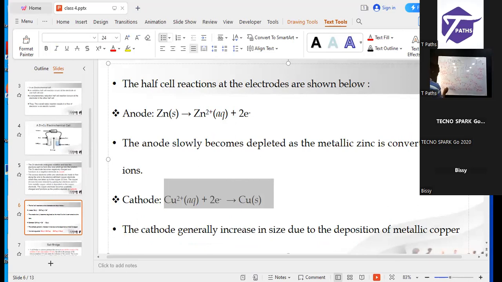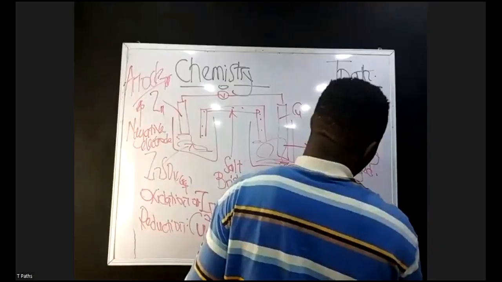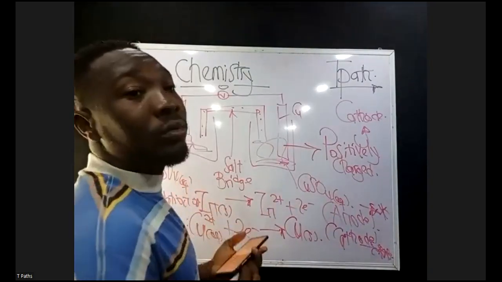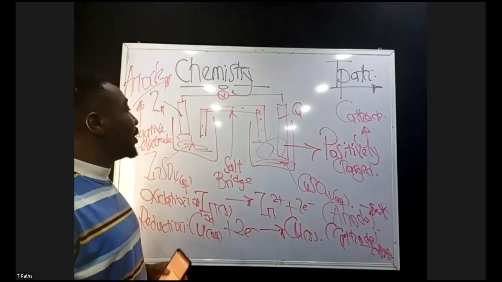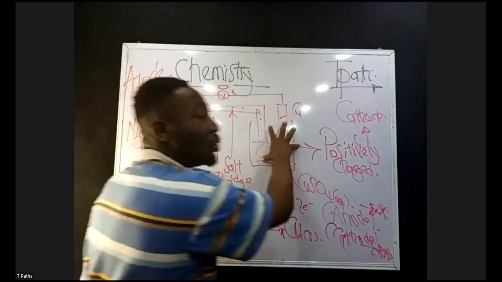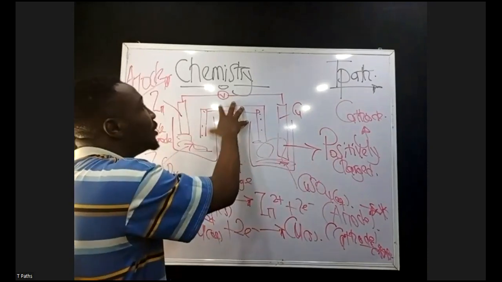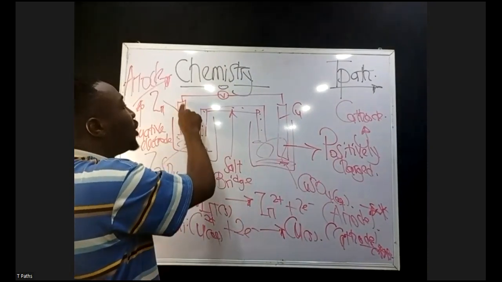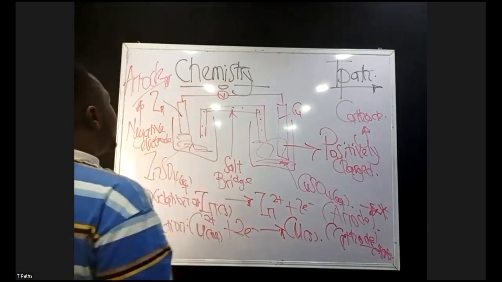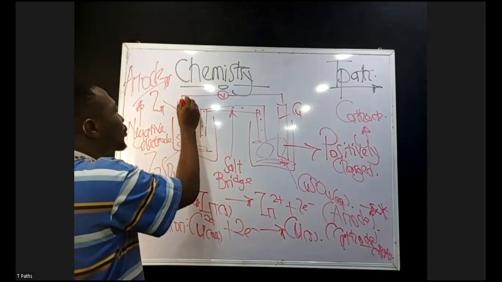Now, this is what they call half-cell reactions. This is the oxidation half cell, and this is the reduction half-cell reaction. So we need to know that chemical cells consist of the anode, the cathode, the salt bridge, the voltmeter. And we also see the wire, which allows the movement of electrons.